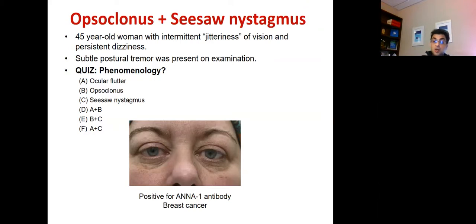And they found her breast cancer and she got chemo radiation. She got treated, her eye movements got better. So careful examination of the eye movements actually saved this woman's life. So it's very important when you see these things, you want to be very prompt. You have to be very aggressive in looking for cancers.